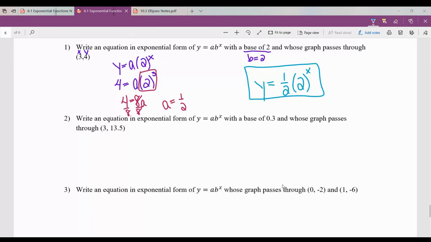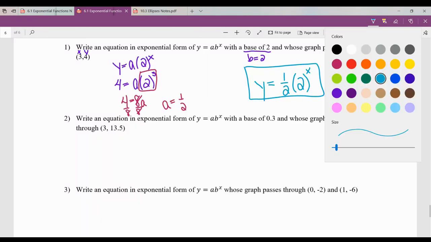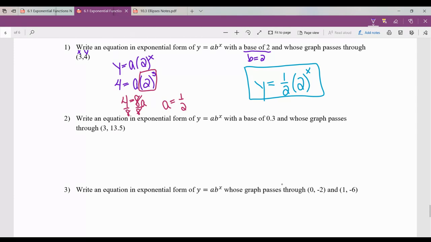Okay, next one we've got a given base of 0.3, so my base equals 0.3. So it's going to be y equals a times b, which is 0.3 to the x. And then I'm given that it goes through the point x, y, 3, 13.5. So I'm going to fill in 13.5 for my y equals a times 0.3 to the third.